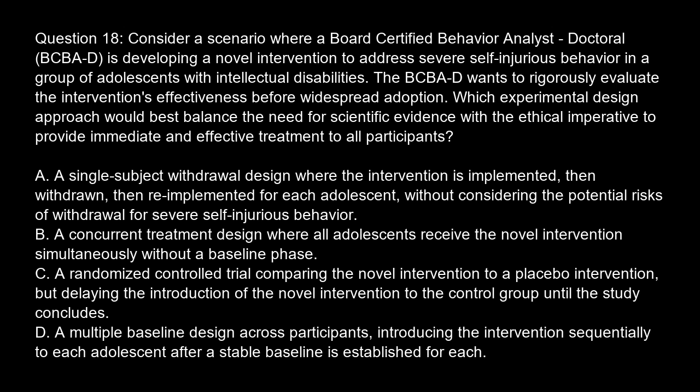Option A. A single-subject withdrawal design where the intervention is implemented, then withdrawn, then re-implemented for each adolescent, without considering the potential risks of withdrawal for severe self-injurious behavior. Option B. A concurrent treatment design where all adolescents receive the novel intervention simultaneously without a baseline phase. Option C. A randomized controlled trial comparing the novel intervention to a placebo intervention, but delaying the introduction of the novel intervention to the control group until the study concludes. Option D. A multiple baseline design across participants, introducing the intervention sequentially to each adolescent after a stable baseline is established for each.